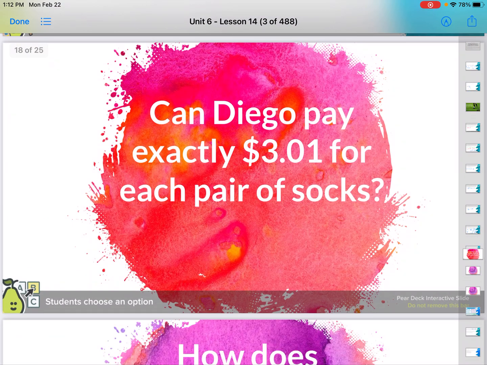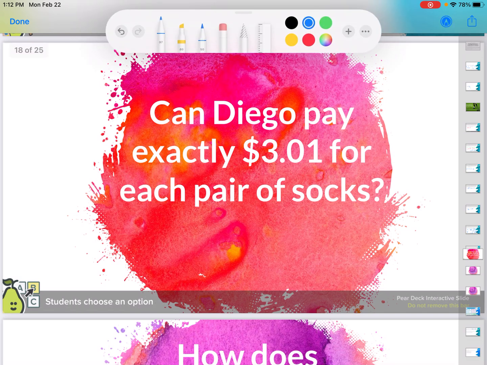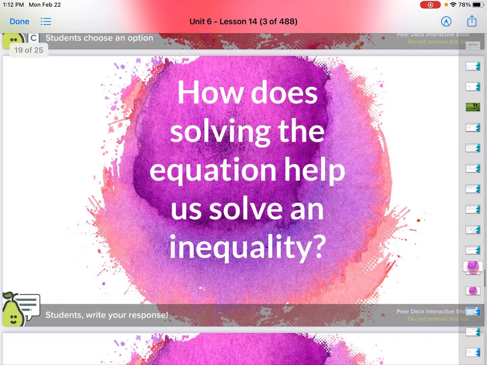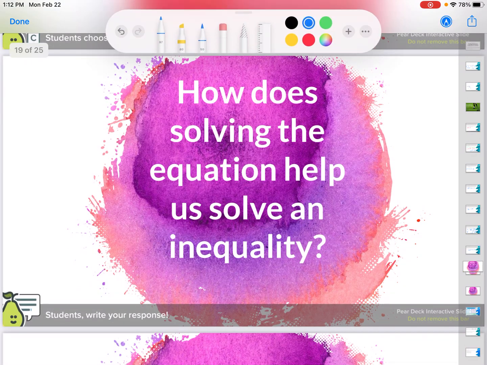Can Diego pay $3.01 for a pair of socks? Yeah. You can pay change. You can charge part of $1. How does solving an equation help us solve an inequality? You use the same steps.